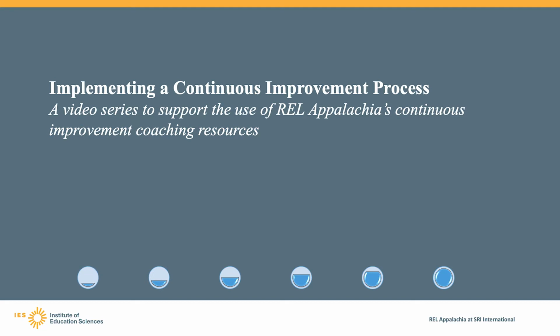Welcome to Implementing a Continuous Improvement Process, a video series to support the use of REL Appalachia's continuous improvement coaching resources that were developed in partnership with Eastern Kentucky school districts and the Kentucky Valley Educational Cooperative. This is the third video of 6 designed to orient users to the continuous improvement process. This video highlights phase 2 of our continuous improvement approach, plan, and should be used with the available resources.